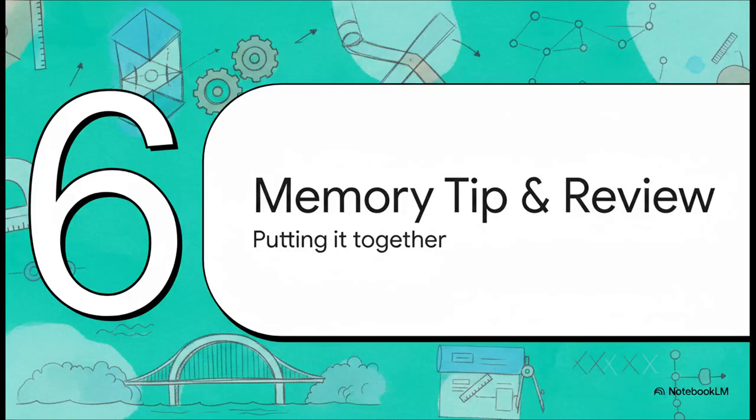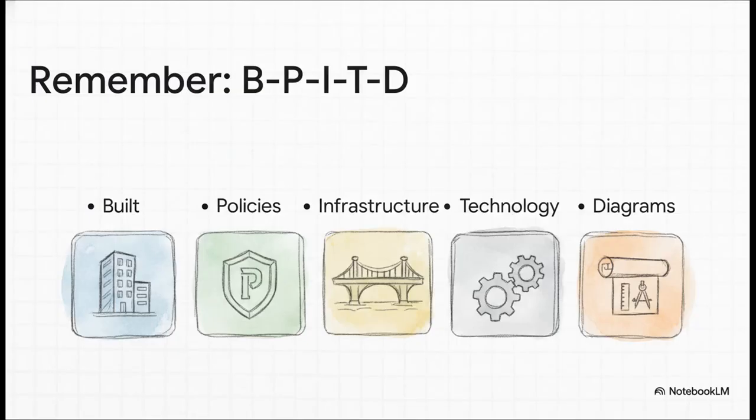Let's bring it all together in Section 6, Memory Tip and Review. Remember that acronym we mentioned earlier, BPITD? It's a fantastic structural framework. B for the built environment, P for policies, I for infrastructure, T for technology, and D for diagrams. Keep this model in mind, and you've got a comprehensive mental model for reverse engineering how any modern settlement actually functions.